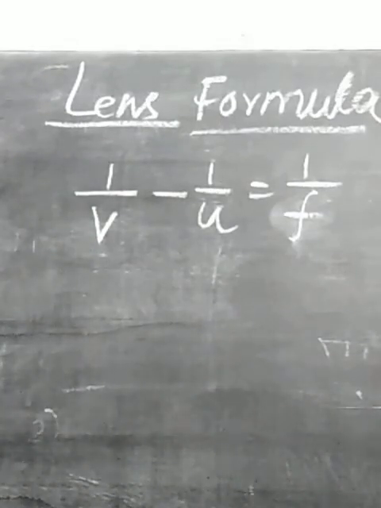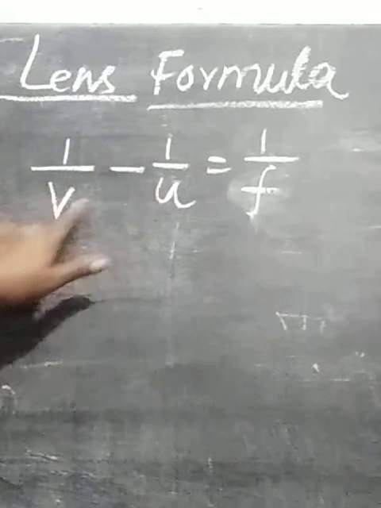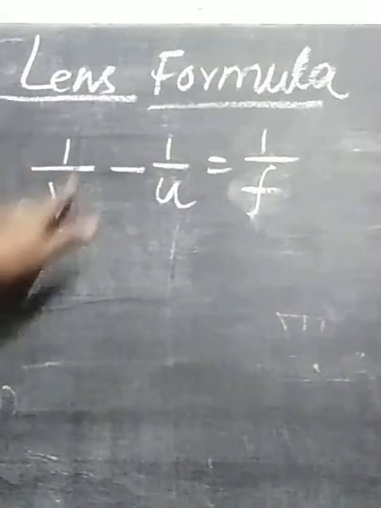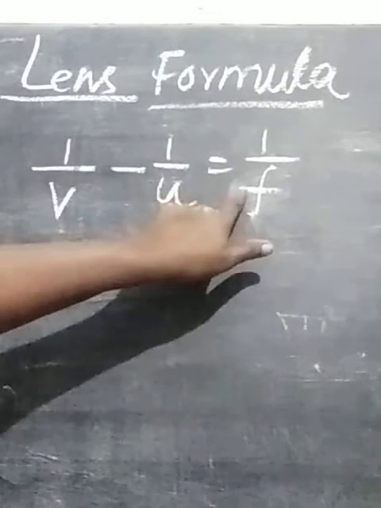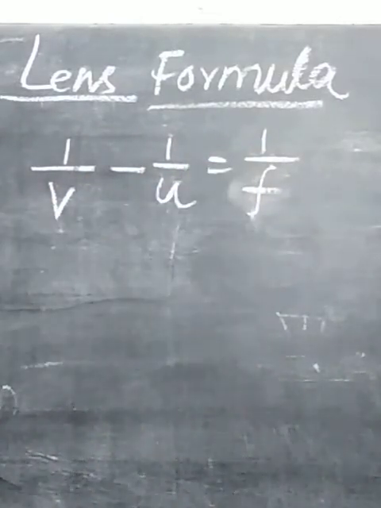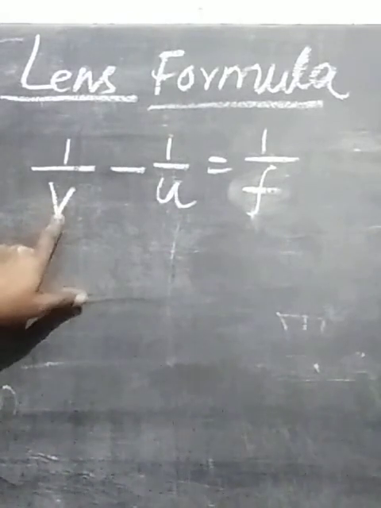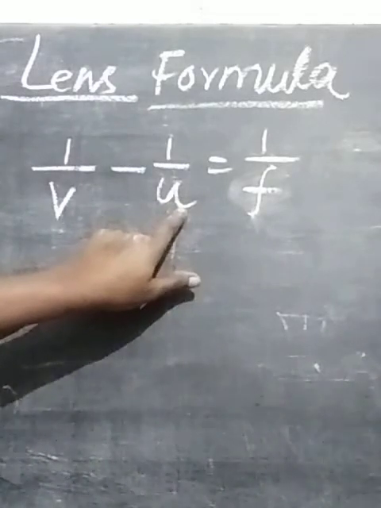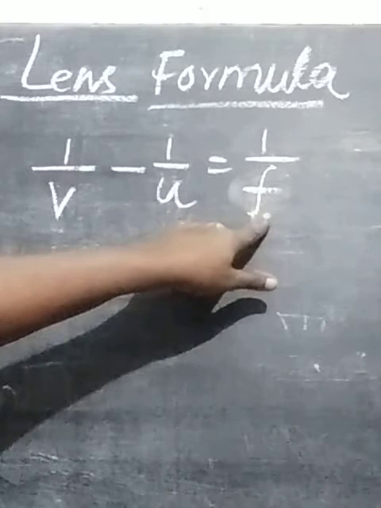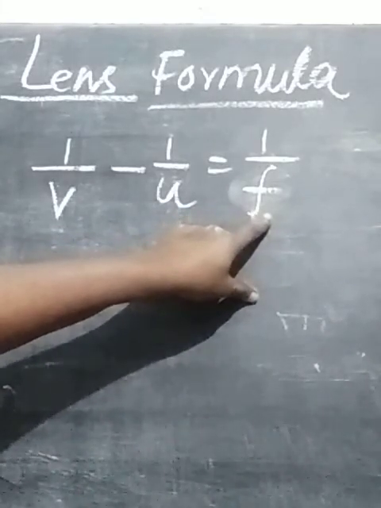Children, this is the lens formula. We studied the mirror formula before, and in the same way we have a formula that connects the terms u, v and f. The reciprocal of the image distance minus the reciprocal of the object distance is equal to the reciprocal of the focal length. Here v stands for image distance, or distance of the image from the center of the lens. u is the object distance, the distance of the object from the center of the lens, and f is the distance between the principal focus and the center of the lens O.